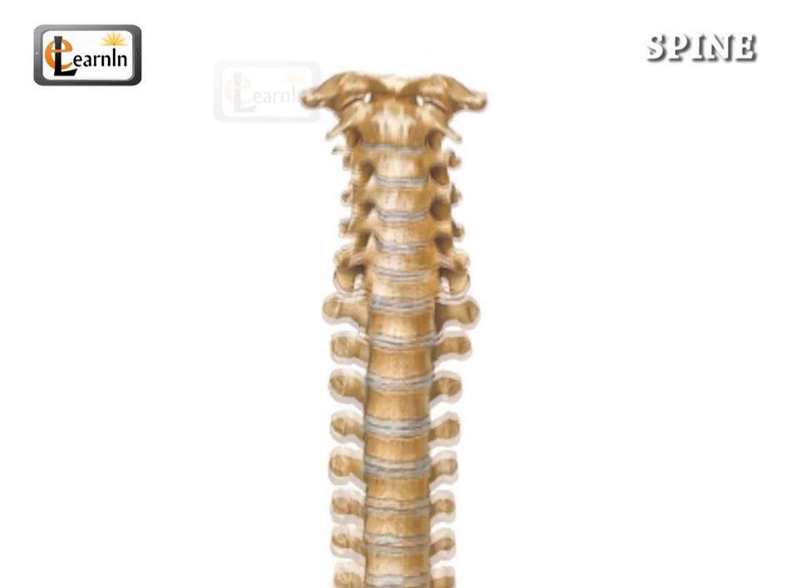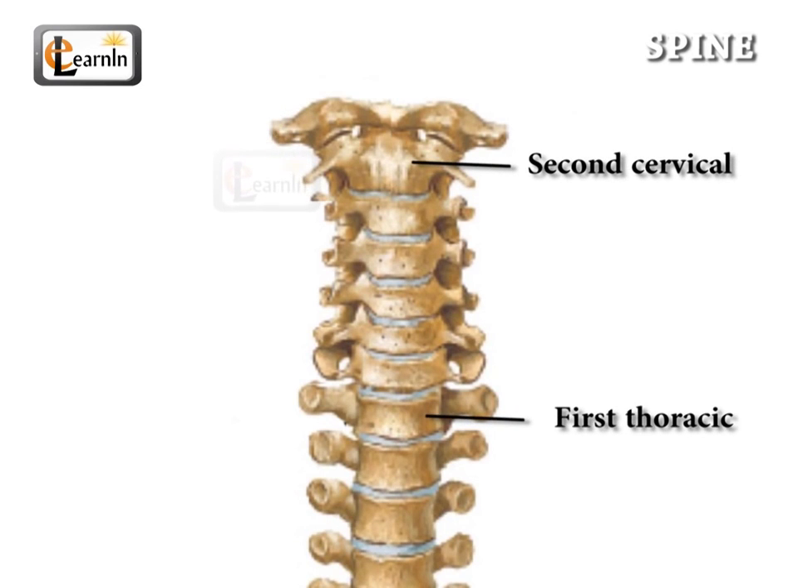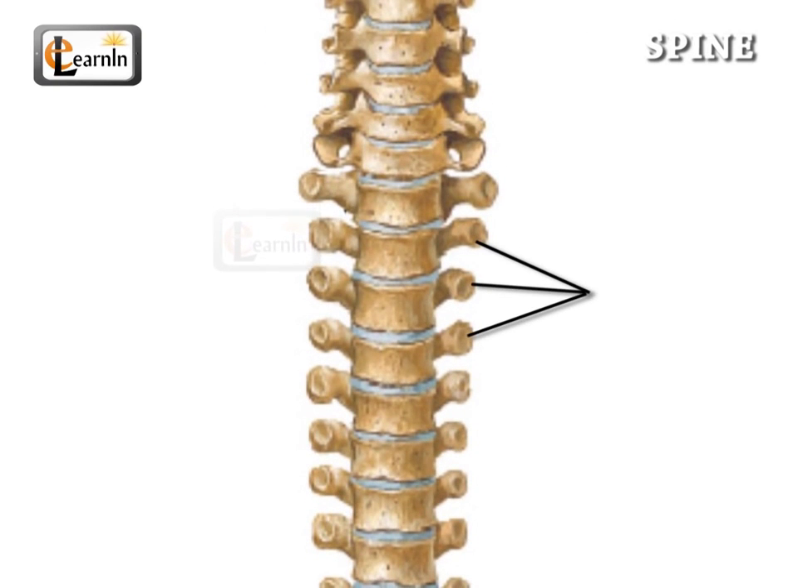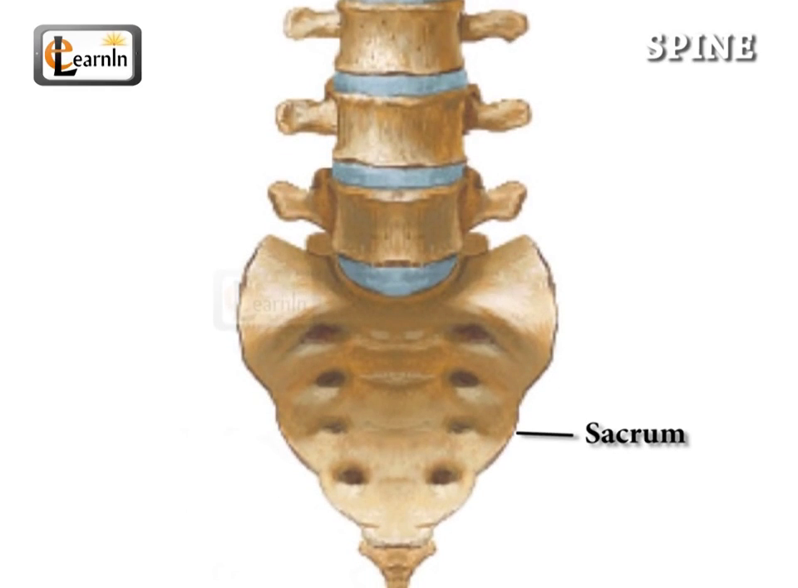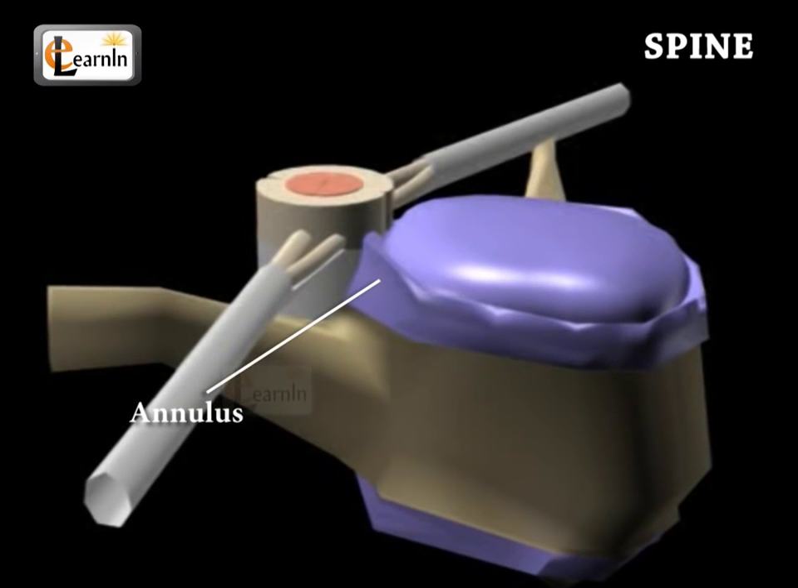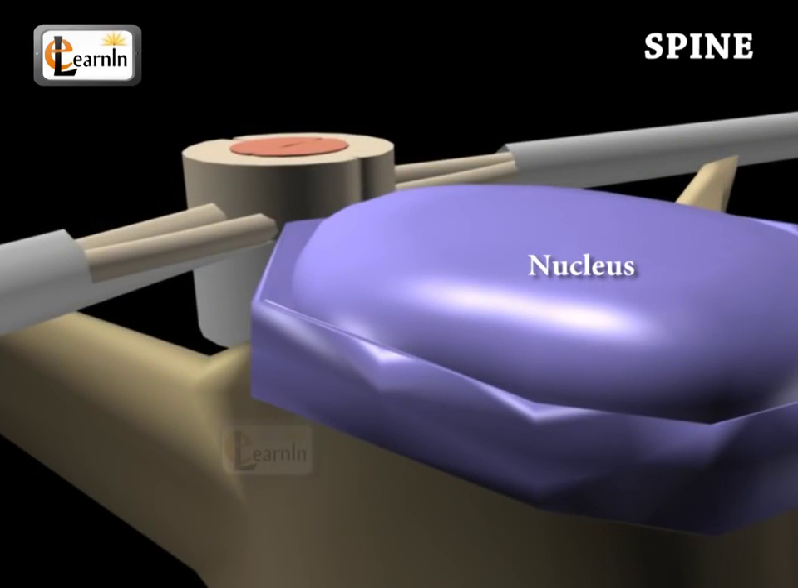The vertebrae increase in size from the neck downwards, that is, from the second cervical to the first thoracic. There is a slight decrease in the next 3 vertebrae, and then again there is a gradual increase in size till the sacrum vertebrae. Each fibrous disc is made up of 2 parts. The annulus is the hard outer layer of the disc. It surrounds a sponge-like center called the nucleus.